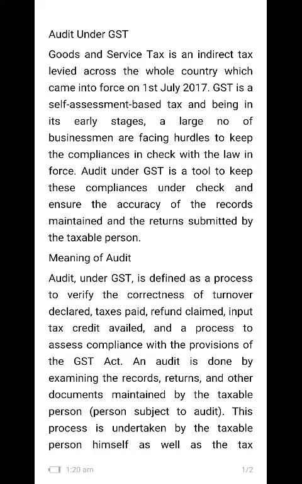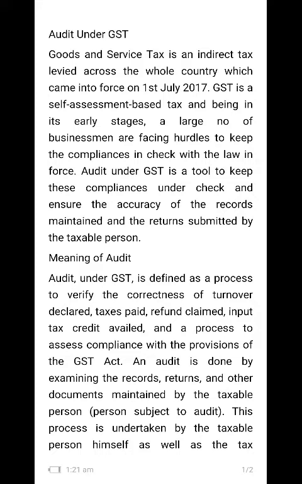So we know that Goods and Service Tax is an indirect tax system and it came into existence in India on 1st July 2017. GST is a self-assessment based tax, and being in its early stages, a large number of businessmen are facing hurdles to keep the compliances in check with the law in force. Audit under GST is a tool to keep these compliances under check and ensure the accuracy of the records maintained and the returns submitted by the taxable person.